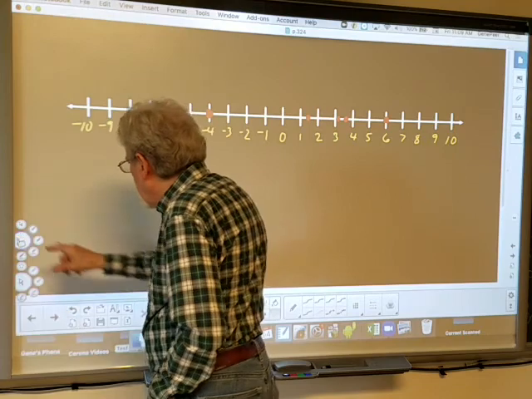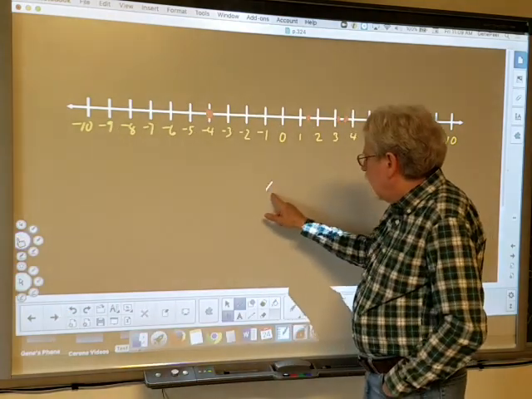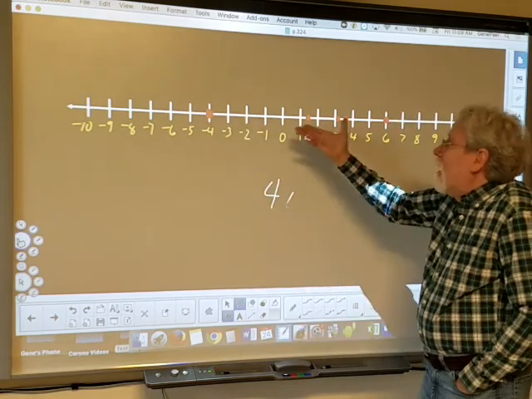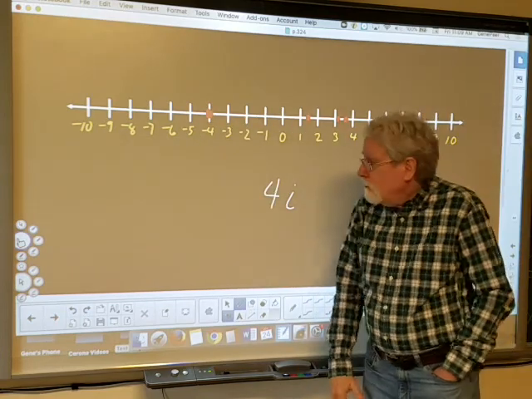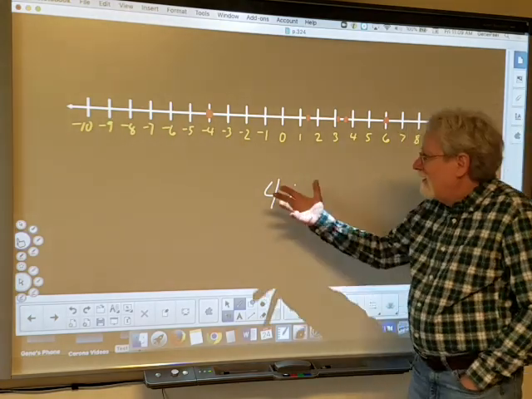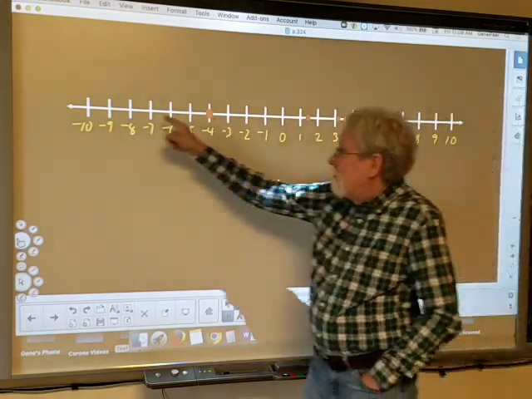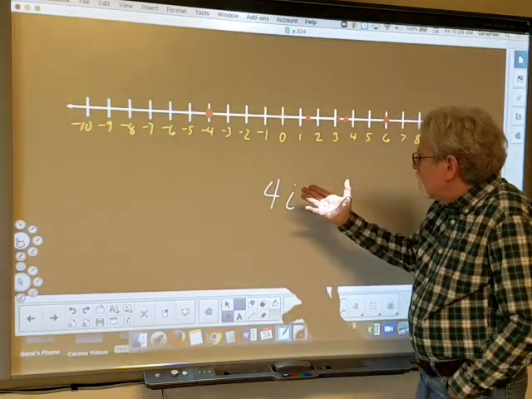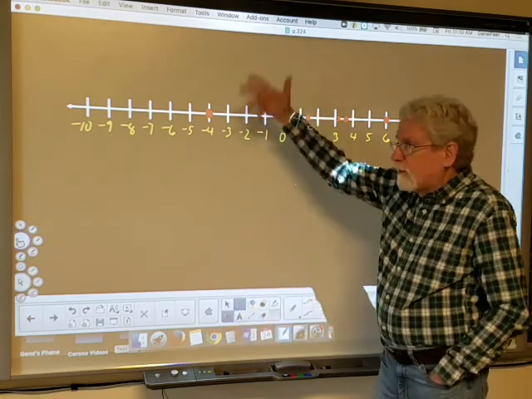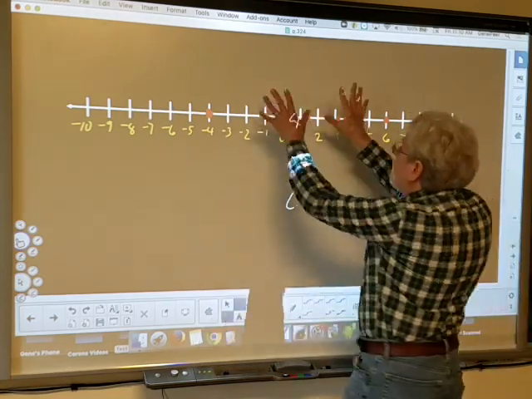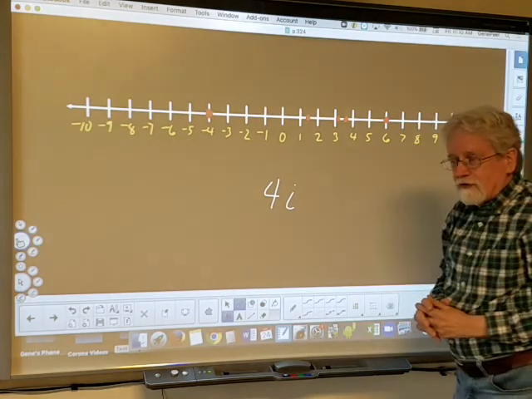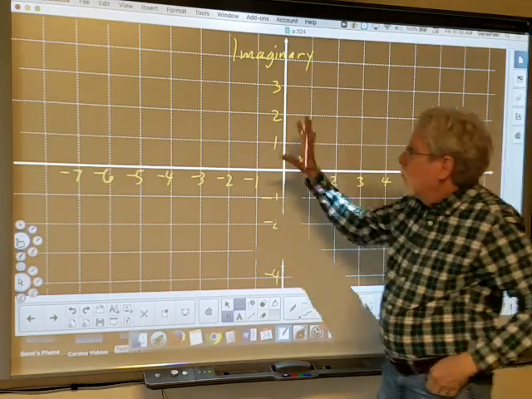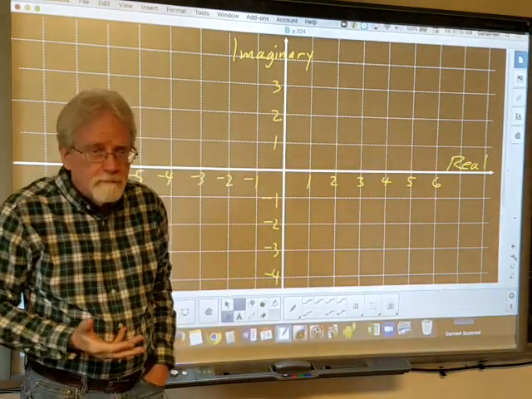But where in the world am I going to graph something like 4i? Well, it's simply not on the number line. Then where is it? Oh, I'm glad you asked. We can't put it on this line because this line is just reserved for real numbers. So the imaginary numbers have to go someplace else. So now we're going to repurpose the coordinate plane.